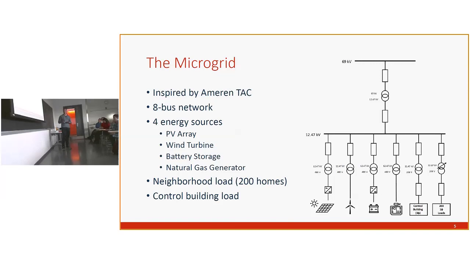In terms of loads, we have a couple of neighborhoods attached to the microgrid, totaling about 200 homes. These are connected to the substation via a tap changing transformer. And then finally, a control building that's located on site. It's just one more load.